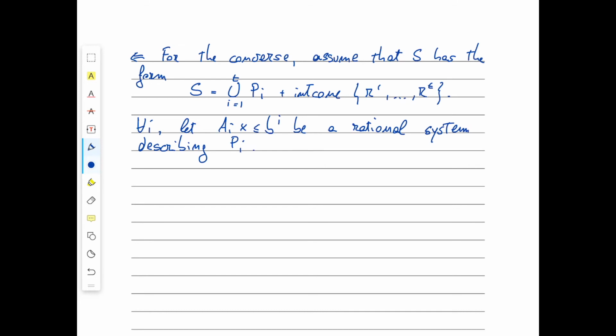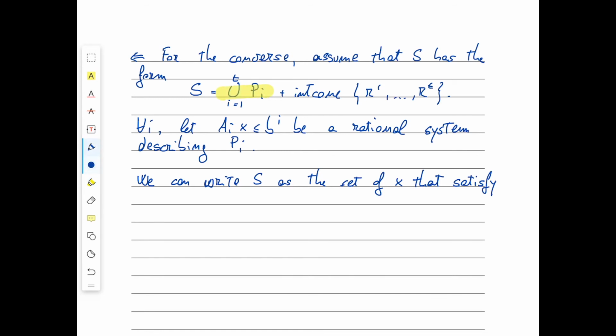So then let's write down the formulation for the set S. So how can we do it? Let's see. We can write S as the set of X that satisfy. So let's start by writing the union of the polytopes.